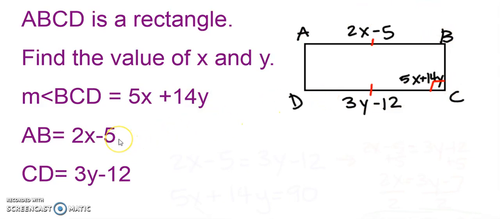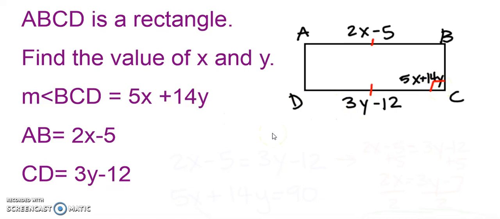I'm given that AB is 2x minus 5. AB is 2x minus 5, and then CD is 3y minus 12, 3y minus 12. So I also went ahead and marked that these two opposite sides, which I'm given, are congruent, and I marked that I have a right angle here.